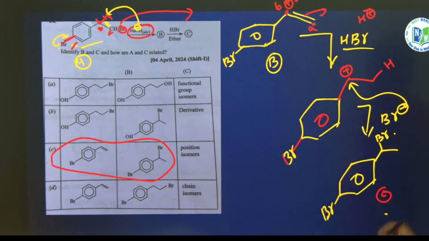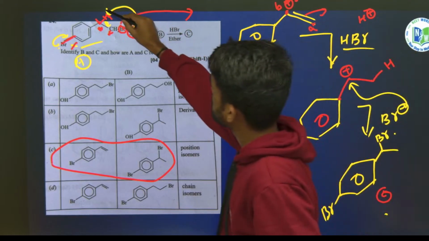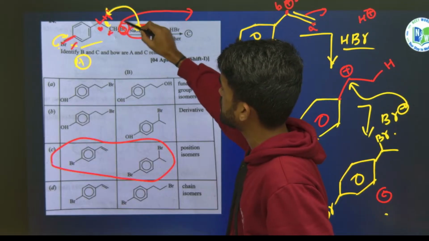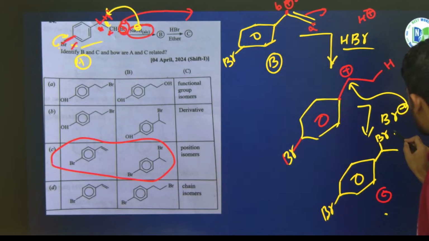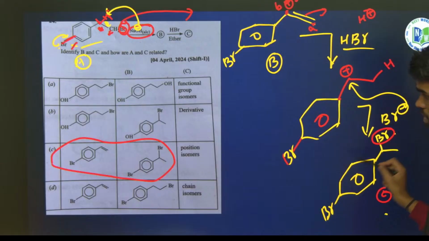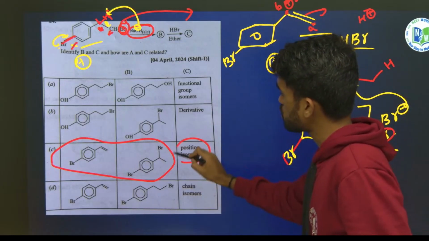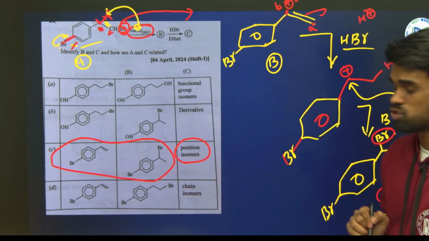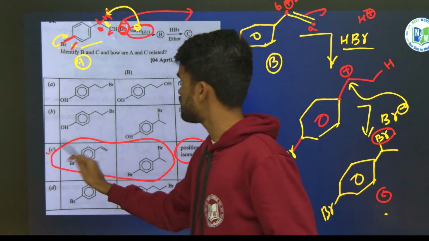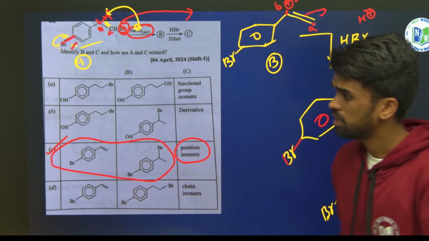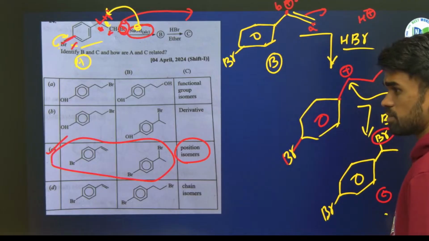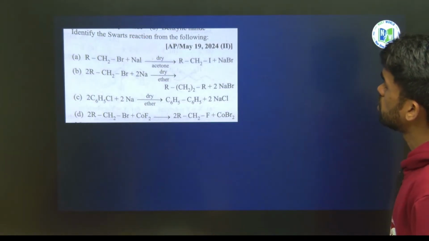How are they related? See, both of them have the same molecular formula, but the position of bromine is different. The position of Br is here in the first case, terminal, and here on the inner side. So they differ in the position of bromine, so they are positional isomers. So the perfect answer for this will be C. Is that clear? Right. Next thing, try this question.